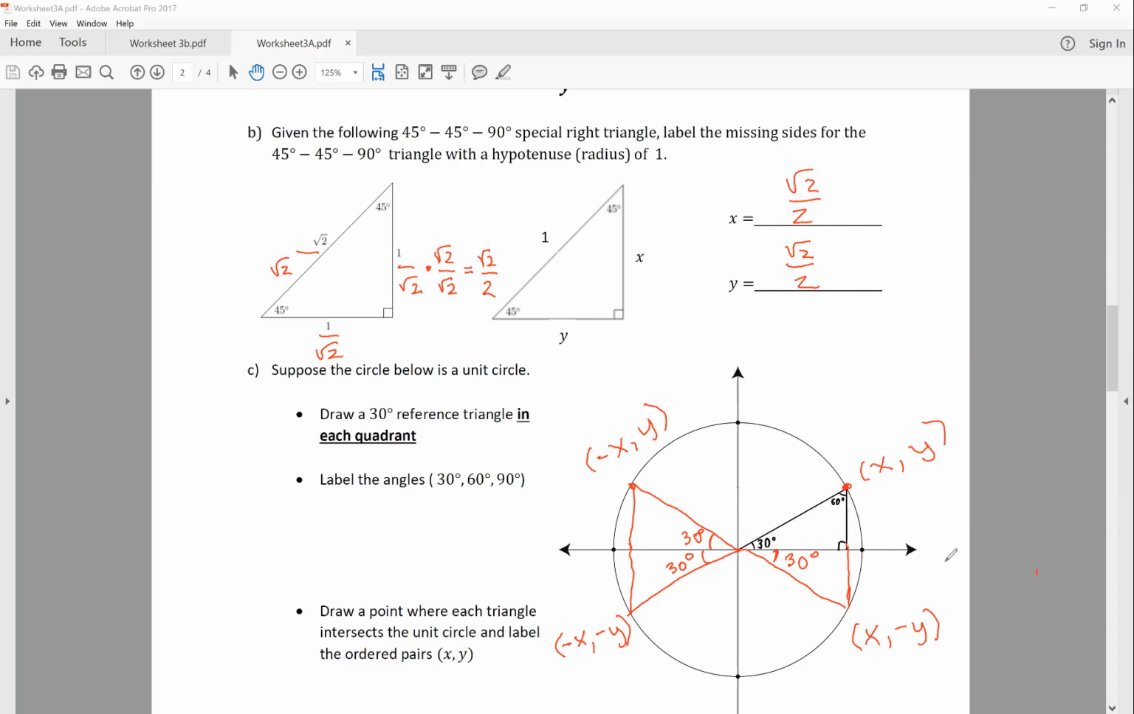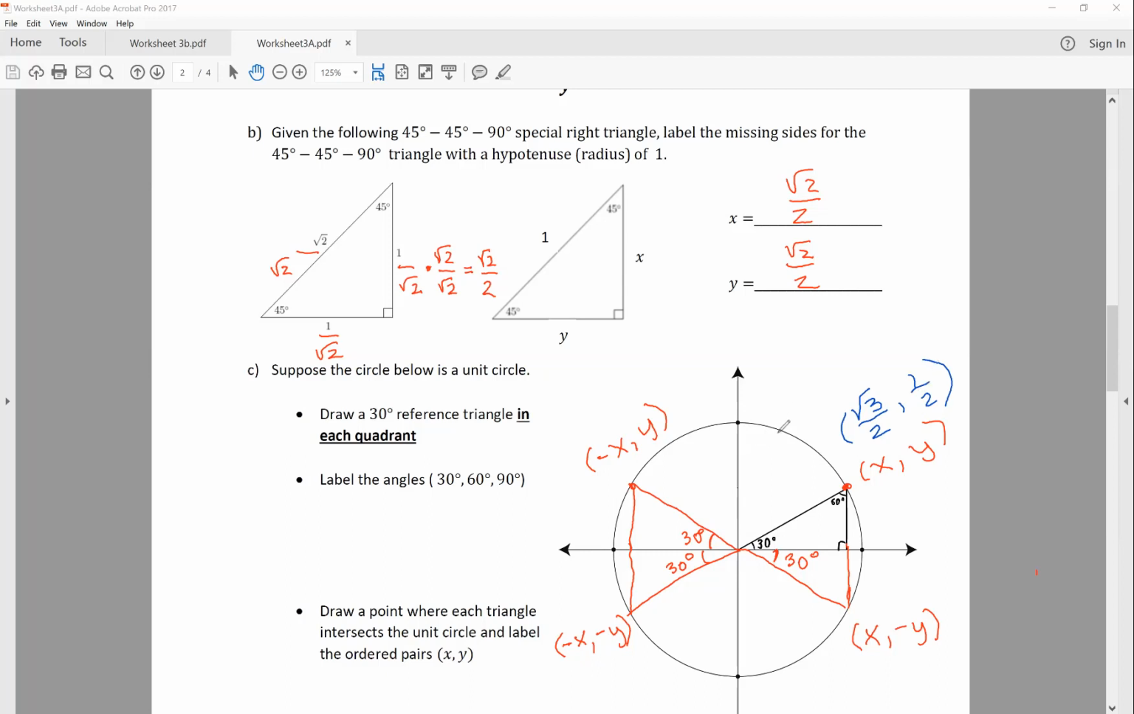Label the angles. I did. Draw a point where each triangle intersects the unit circle and label the order. Okay, I did it already. So I actually completed this entire thing. At 30 degrees, we can see that the x-axis is larger than the y-axis. So my x value has to be larger than my y value. These are the only values you actually need to memorize: the ones that hit the axis, and 30, 60, 45. So this is 45. This is at 30 degrees.